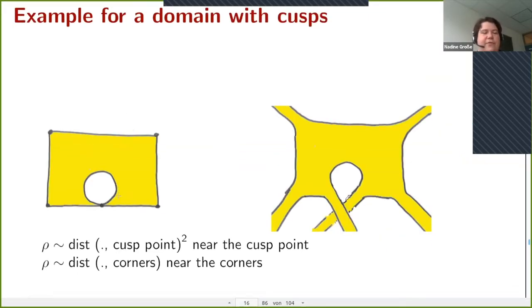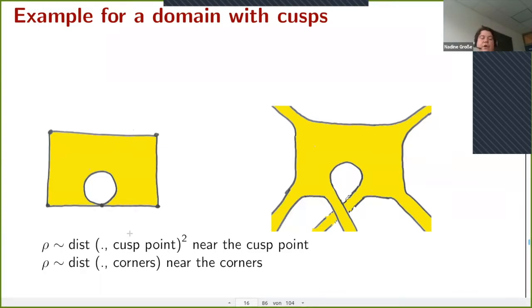So for example, what you can do is go to this left picture here, where near this point, you have a cusp left and right, and the other four points are polygonal corners again. So what you now want to do here, in order to get something nice after blow up, is of course near the polygonal corners, you still blow up the distance to the corner itself. But now near these cusp points, where the cusp goes like x squared, so that's a circle, here it goes like x squared.